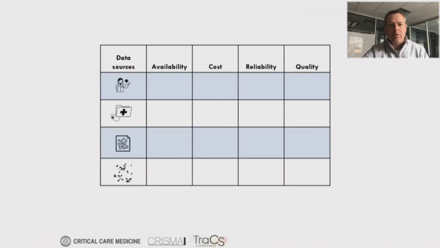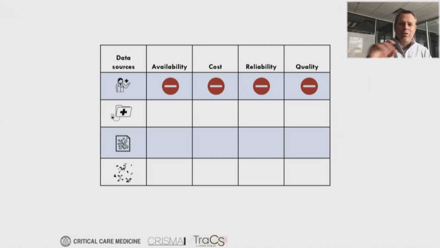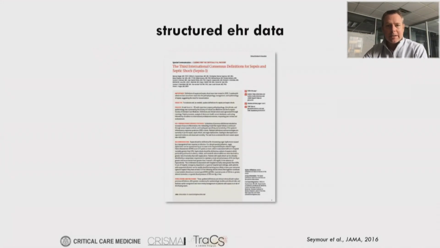Okay, so in my simple chart, I'm actually going to put no's or red dots for not ideal. Clinician assessments in populations are not available routinely. It's quite costly to have chart review performed. There is absolutely very little reliability across clinicians' diagnoses, and therefore the quality is not what we need for our future machine learning models. So what about structured data?